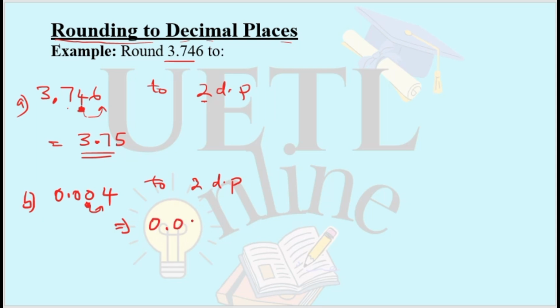Okay, so you have to make sure when you round to 2 decimal places, after the decimal point you write all the zeros. 2 zeros.